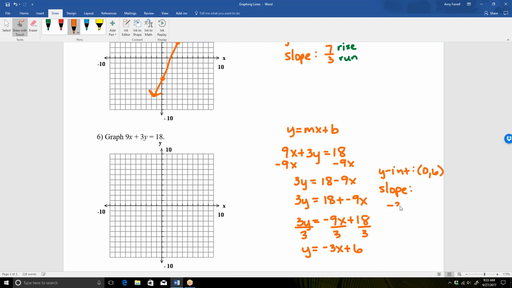I'm going to write that as negative 3 over 1, just so I can talk about the rise and the run thing again. So negative 3 is equivalent to negative 3 over 1. Okay, so here's my rise. Here's my run. So I'm going to plot my y-intercept at 0, 6. And then because my rise is negative, I'm going to go down 3: 1, 2, 3. But I'm going to go right 1 because my run is positive. And draw my line.